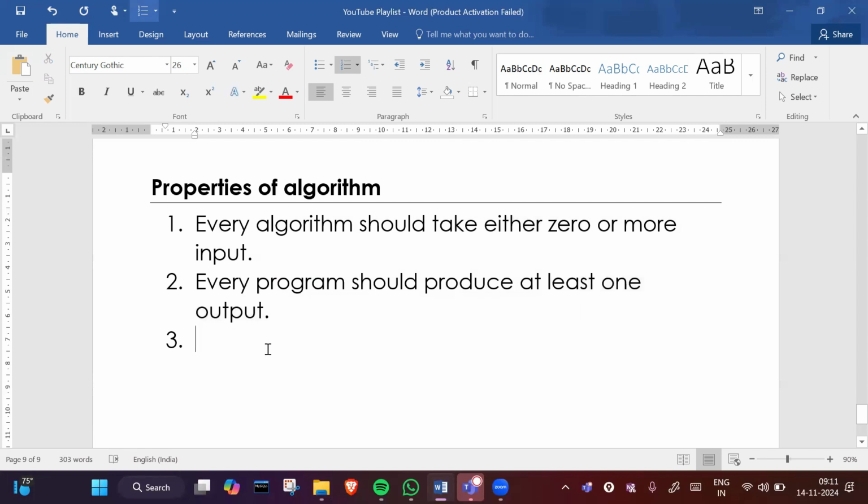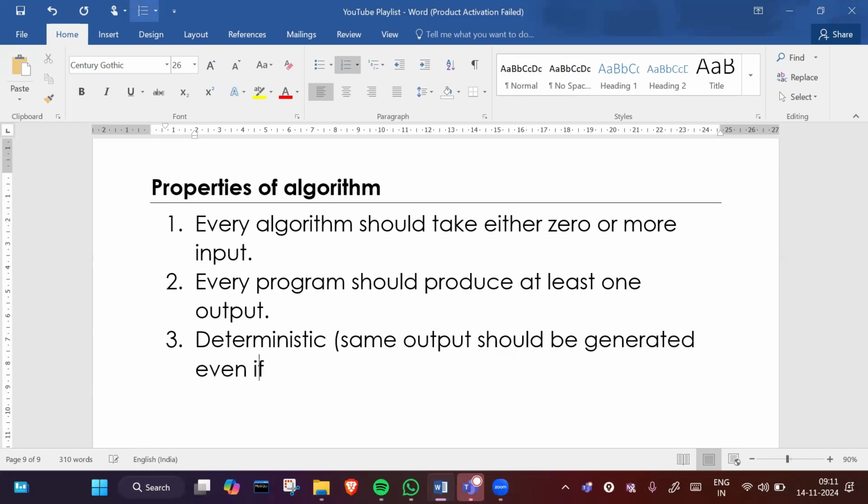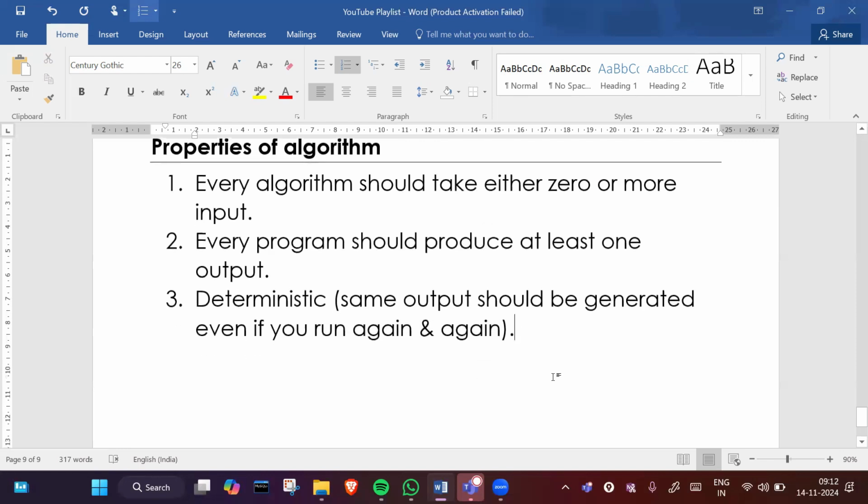And what is the next property? Deterministic. Deterministic means, what's the meaning of this? The same output should be generated even if you run again and again. Deterministic means it should produce the same output. If you are executing the algorithm again and again, still it should produce the same output, right? So this is the third property of an algorithm.